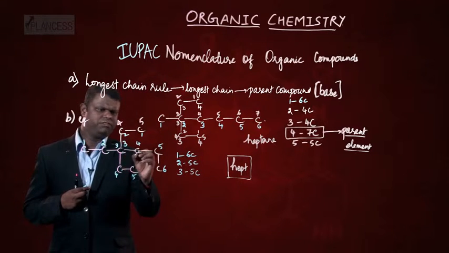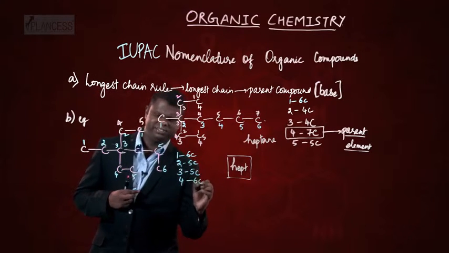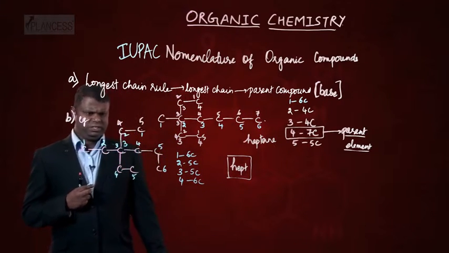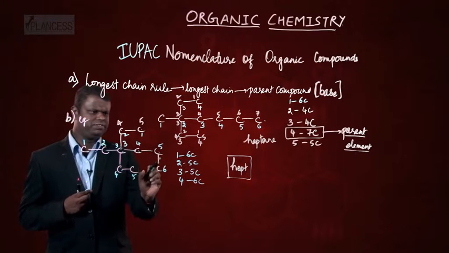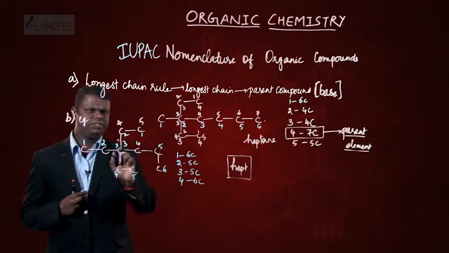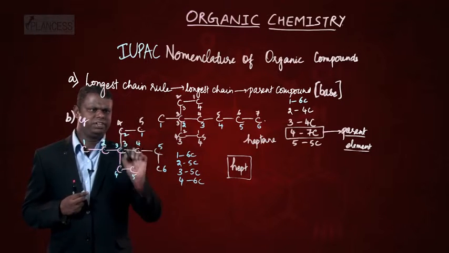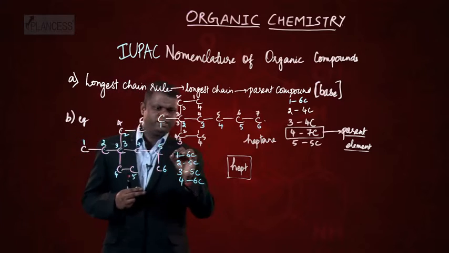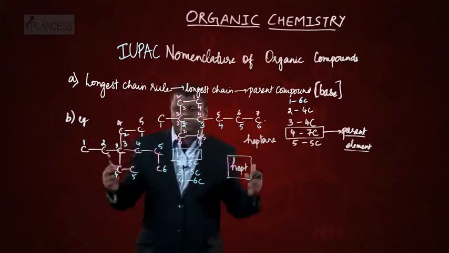Anything else? You have 1, 2, 3, 4, 5, 6. So you have the fourth chain also containing 6 carbon atoms. Do you have anything else? I don't think so. 1, 2, 3, 4, 5, 6. This is done. 1, 2, 3, 4, 5. This is also done. So it is clearly seen that the longest chain is nothing but the chain containing 6 carbon atoms.